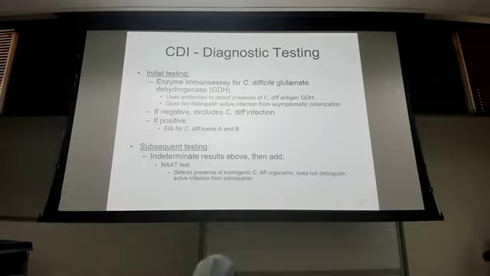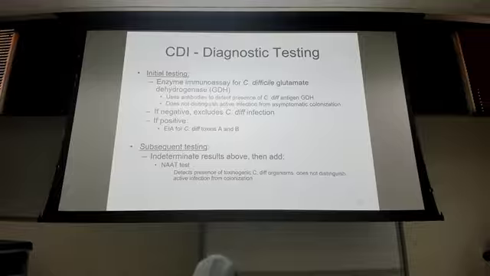If it's positive, then we're going to do the EIA, the enzyme immunoassay, for C. diff toxins A and B. Remember we said that Clostridium causes those 2 toxins. So if the GDH is positive, now let's see if we can find those toxins. And that's the second test.